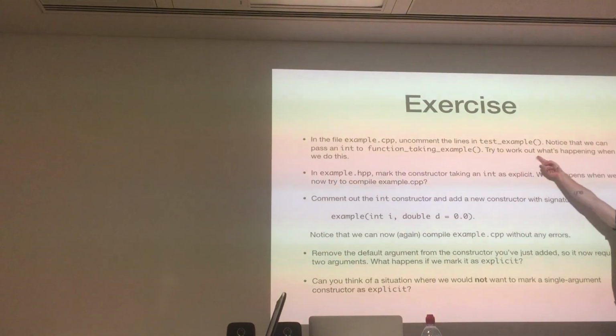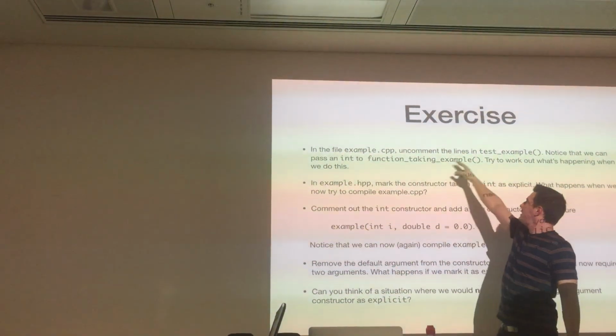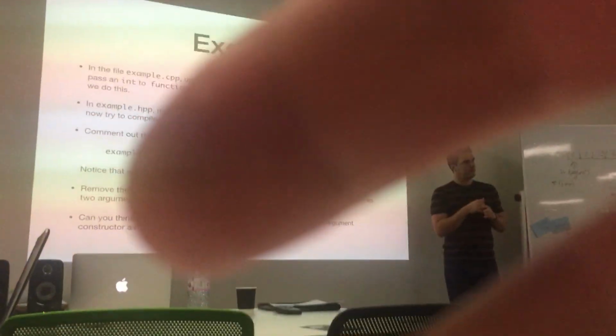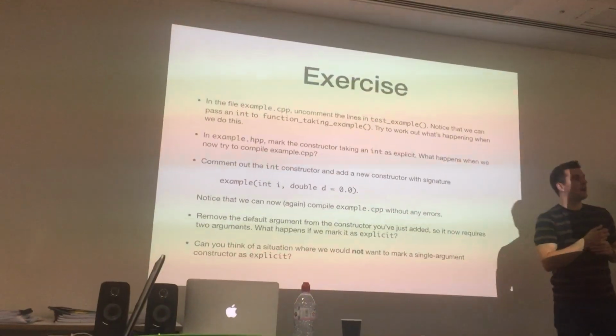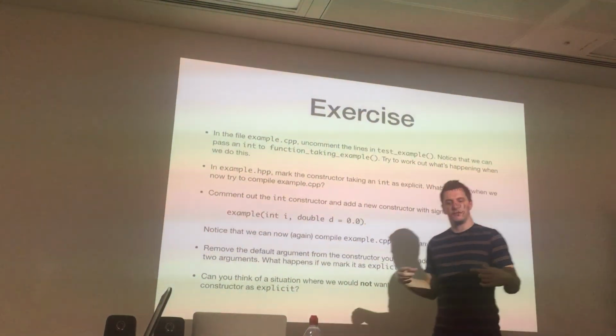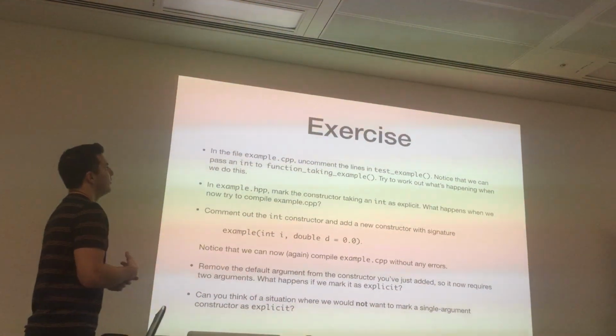Right, so I already told you, you've already seen it, hopefully. You can call a function taking an example with a 3. So what's actually happening when we do that? I've said implicit conversion, but that doesn't really tell you what's going on. Does it just pass that 3 into the example constructor for you? Yep. And it creates a temporary example and passes that to the function. Right, so it's creating this temporary variable for you.